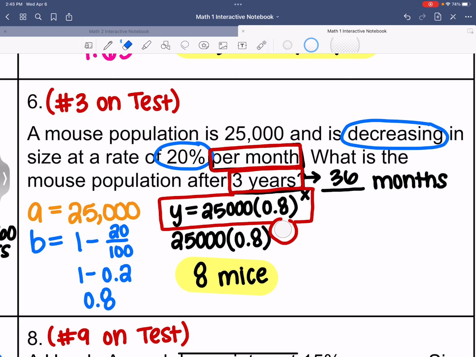So here, if we just plugged in 3, that would represent a number of years, but we need it to be a number of months. So we can't put in 3, we have to make it 36, because there's 36 months in 3 years. So whatever it says for your percentage, 20% per month, or on your test it says crickets per month, then you need to make sure that whatever you plug in for X is a number of months.